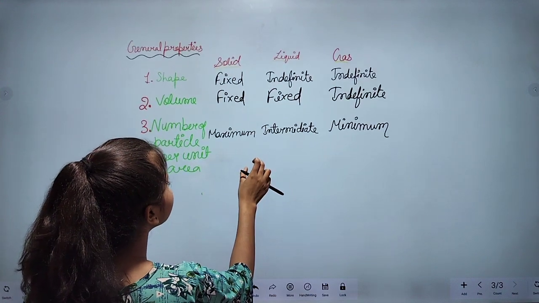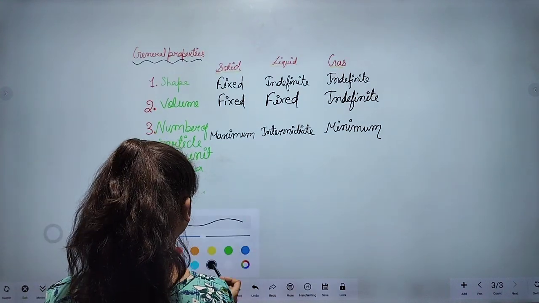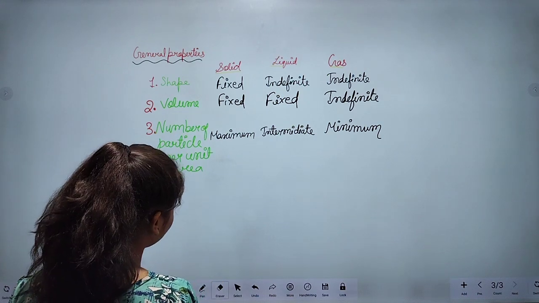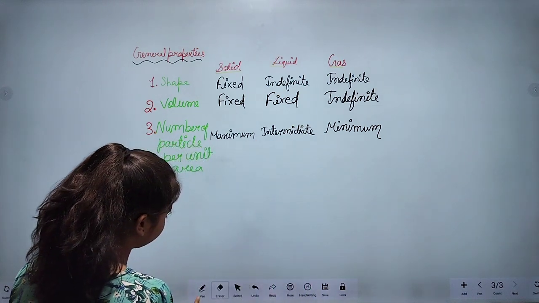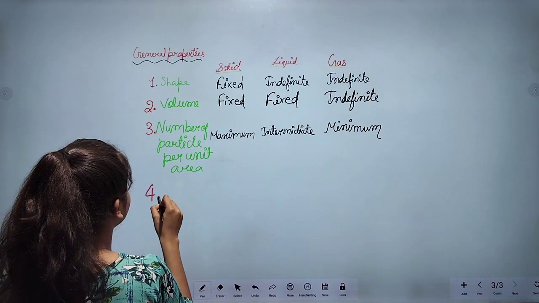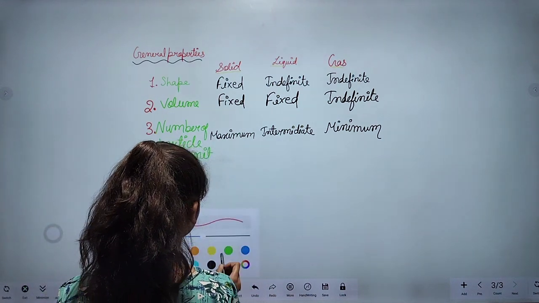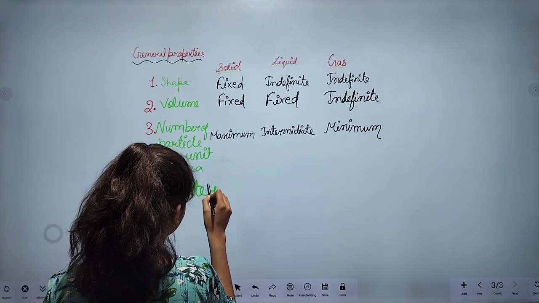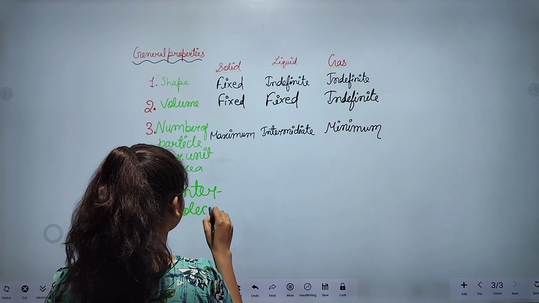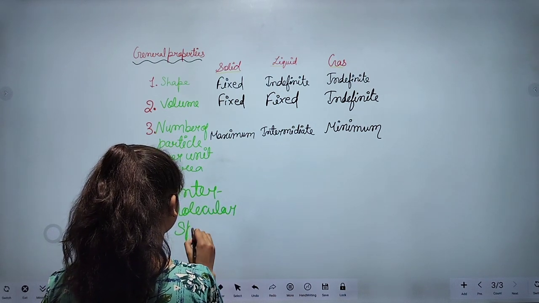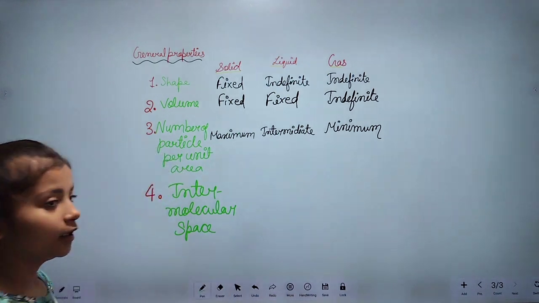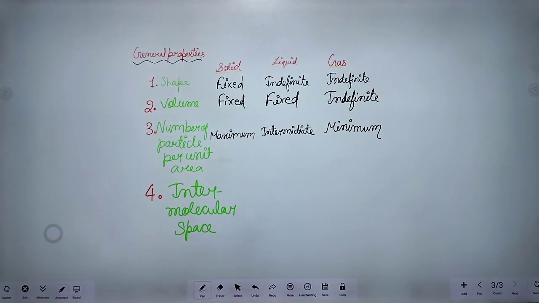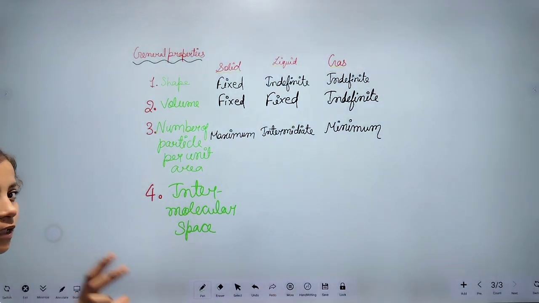Now our next general property is intermolecular space. So intermolecular space of solid is very minimum.